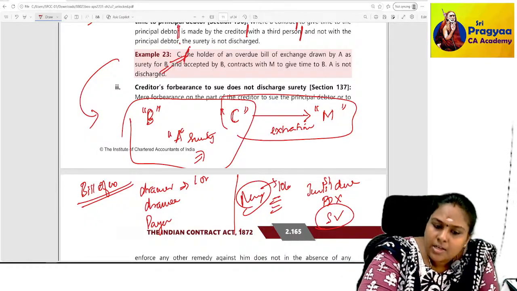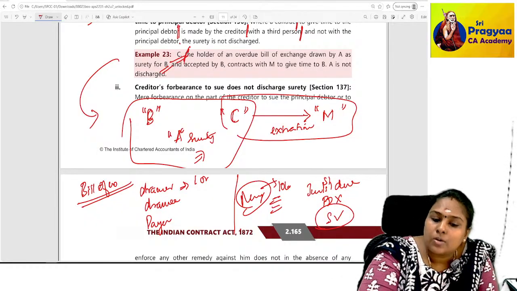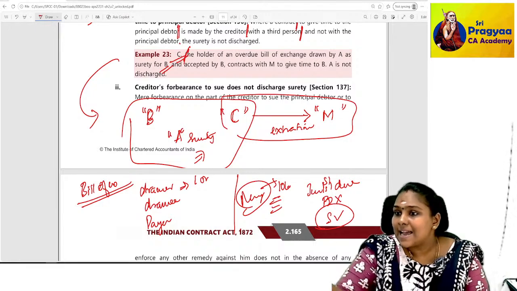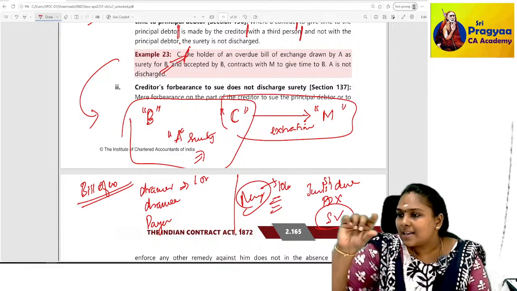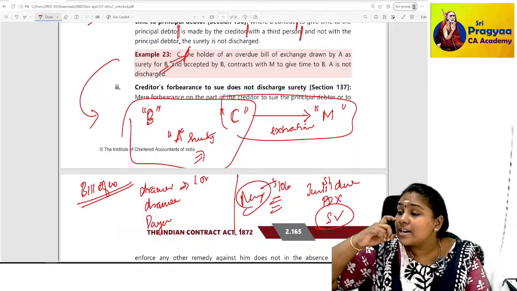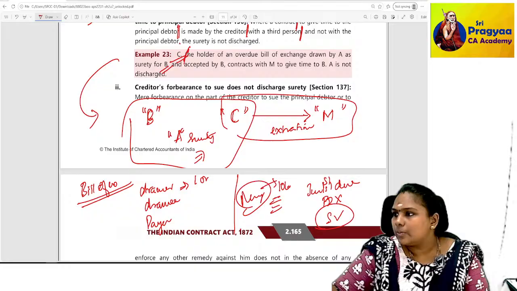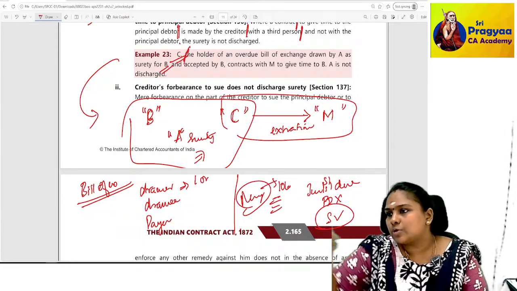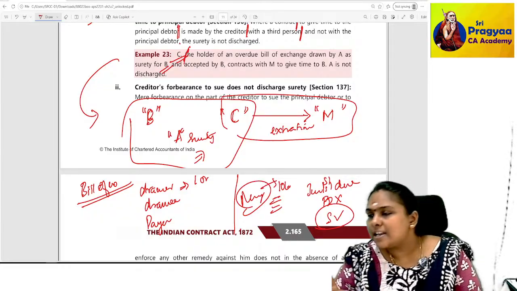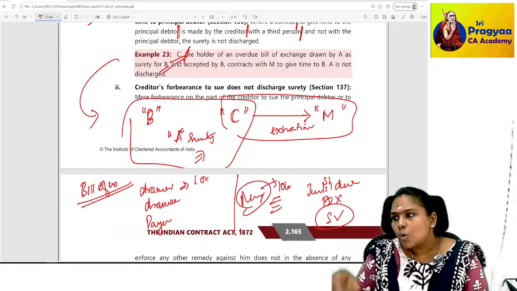C, the holder of an overdue bill. Holder of an overdue bill means he has the right to receive the payment, and the time is over. What is overdue? What does overdue mean? If the due date is crossed, it is overdue. Here, what due date did I give? 1st of July. So if we are standing on 2nd July, the bill is called an overdue bill.